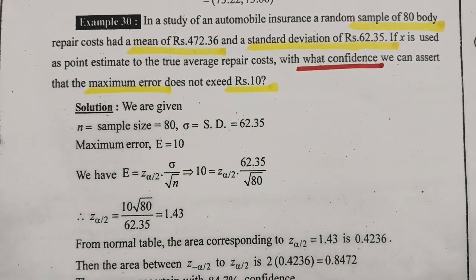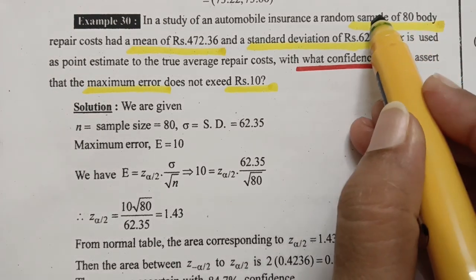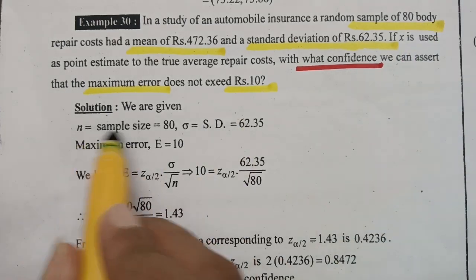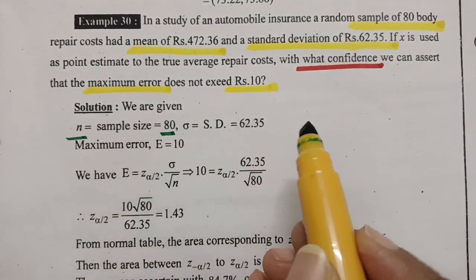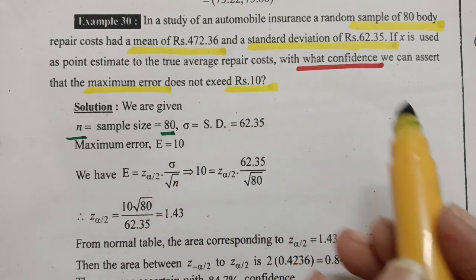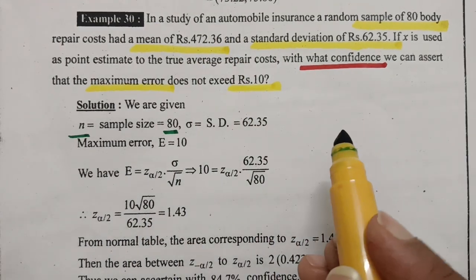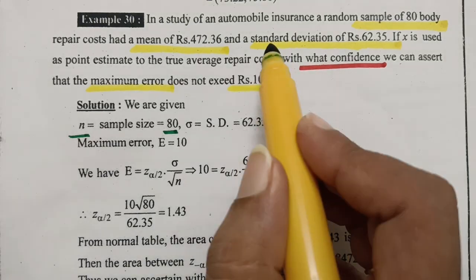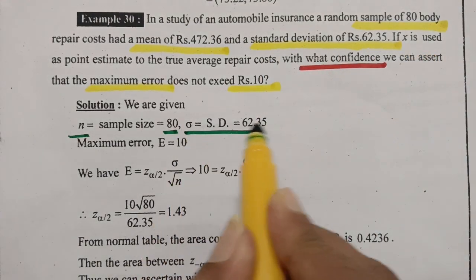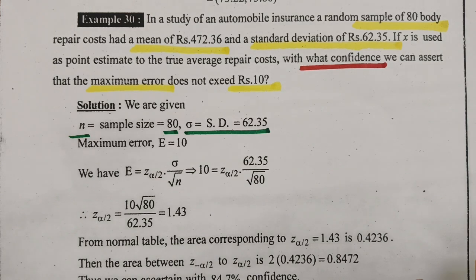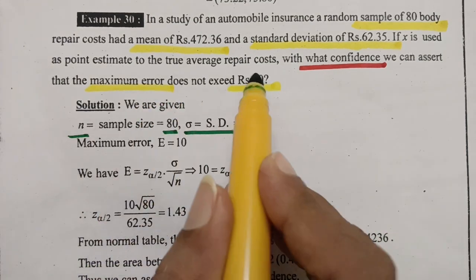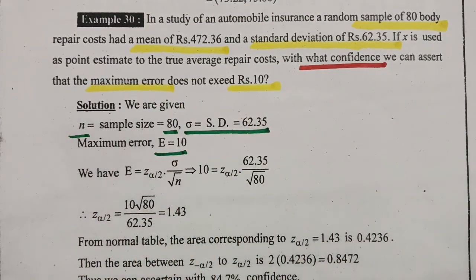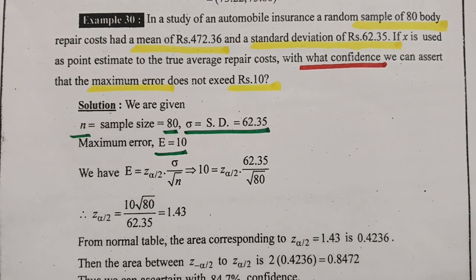So what all is given here? The sample size n is equal to 80. The mean x̄ is equal to 472.36. The standard deviation, the sigma value, is given as 62.35. And the maximum error value is given as E is equal to 10. We need these values in order to find the confidence.